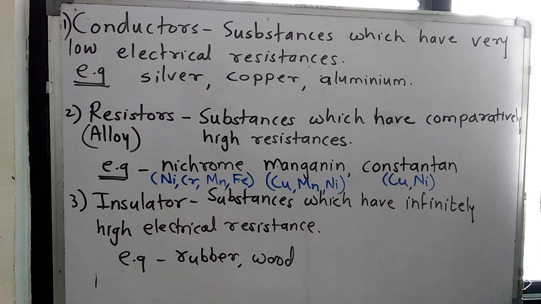And last, insulators: substances which have infinitely high electrical resistance. Examples are rubber and wood. An insulator does not allow electricity to flow through it because it has very high resistance. So conductors have very less resistance, resistors medium, and insulators infinitely high resistance.